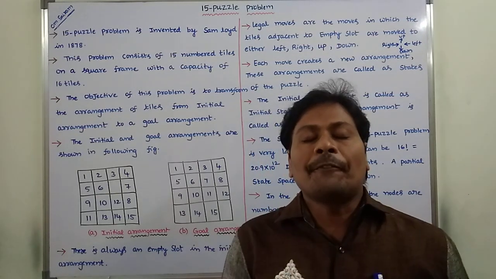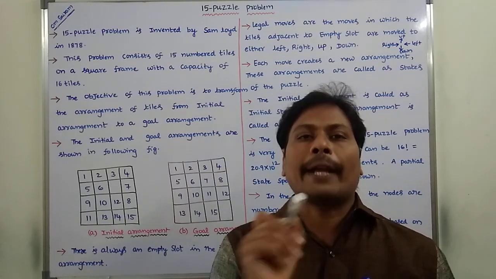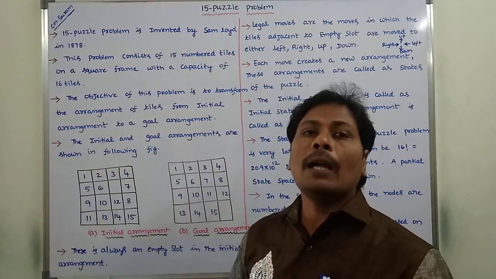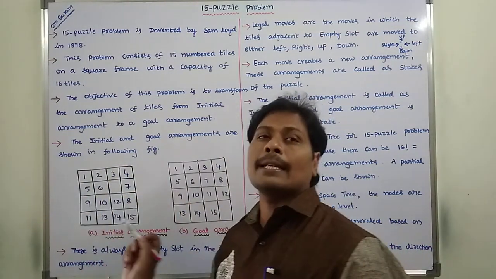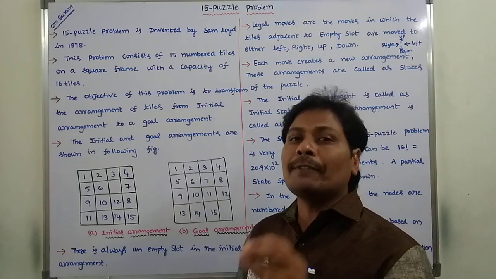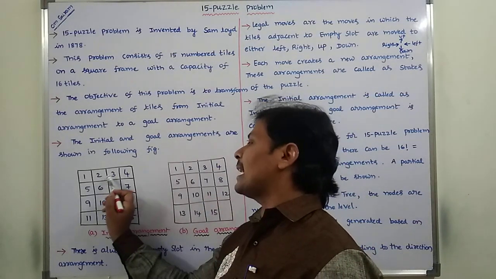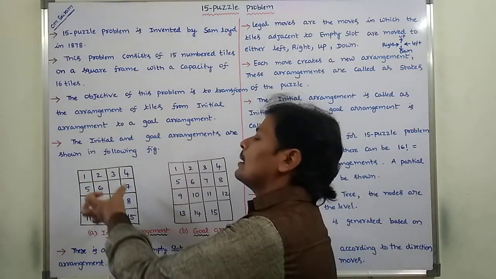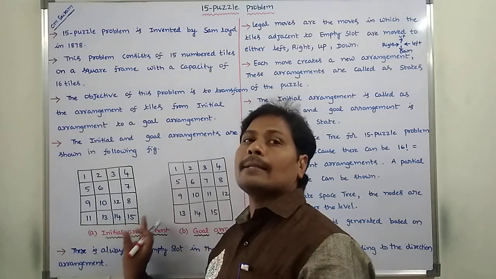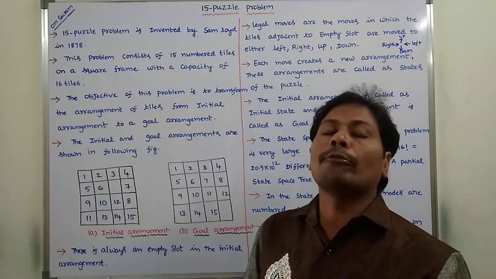Next, the 15 puzzle problem consists of 15 numbered tiles on a square frame with a capacity of 16 tiles. So this is a square frame. On that square frame, 16 tiles capacity is there. We have 15 tiles placed, numbered from 1 to 15, and one empty slot is there. Because of that, the capacity of the square frame is 16 tiles. On that 16 tiles capacity square frame, we have placed only 15 tiles that are numbered from 1 to 15.